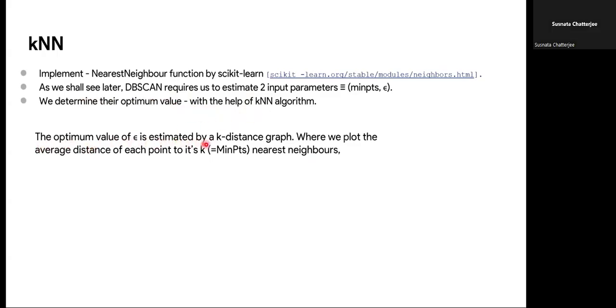The optimum value of epsilon is estimated by a k-distance graph, where we plot the average distance of each point to its k equals min points nearest neighbors. So for each i in the data set, if n is the total number of data points on which to perform clustering, i will run from 1 to n. Here d1 is the distance of that data point to its nearest neighbor, d2 is the distance of the data point to its second nearest neighbor, and so on up till dk, all divided by k because we need to take the average of all the distances.